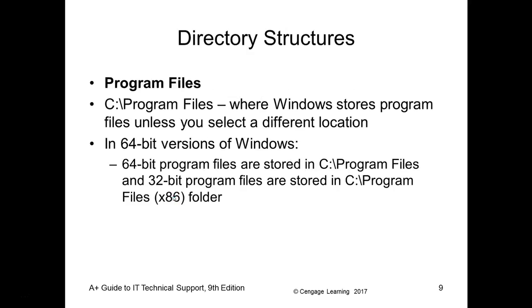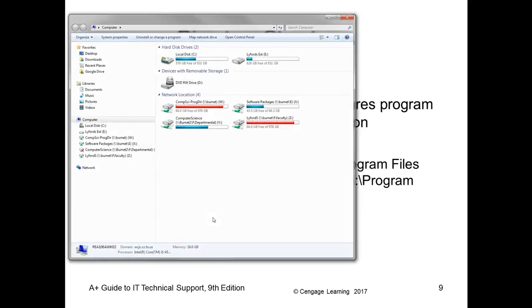In addition to the user profile namespace, we also have the program files. There's actually two different versions of program files on 64-bit machines. You have C, Program Files, which is going to be for all the 64-bit programs that are installed within Windows. And then for the other versions that are 32-bit that are running on the machine, those are going to be located under C, Program Files (x86). So you'll be able to see the difference between these.